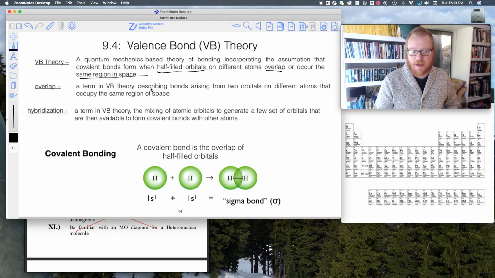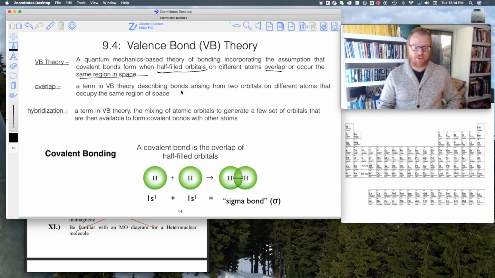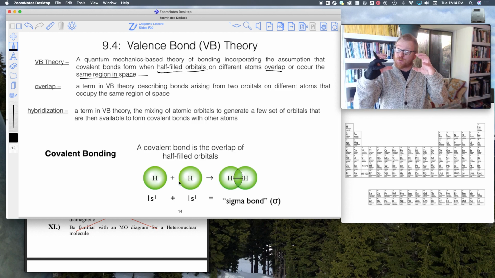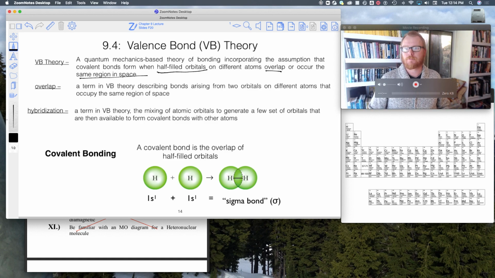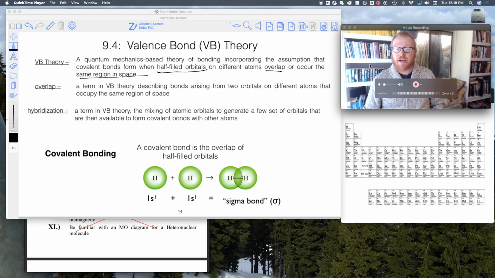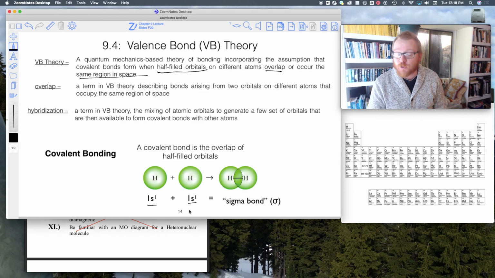It's a term used in valence bond theory that describes how chemical bonds can arise when two atoms are literally overlapping in the same region of space. For example, if I have two hydrogens, they have two half-filled orbitals, one 1s1 and one 1s1. So as I move them closer and closer together, both of these are 1s1 hydrogens, both half-filled orbitals.